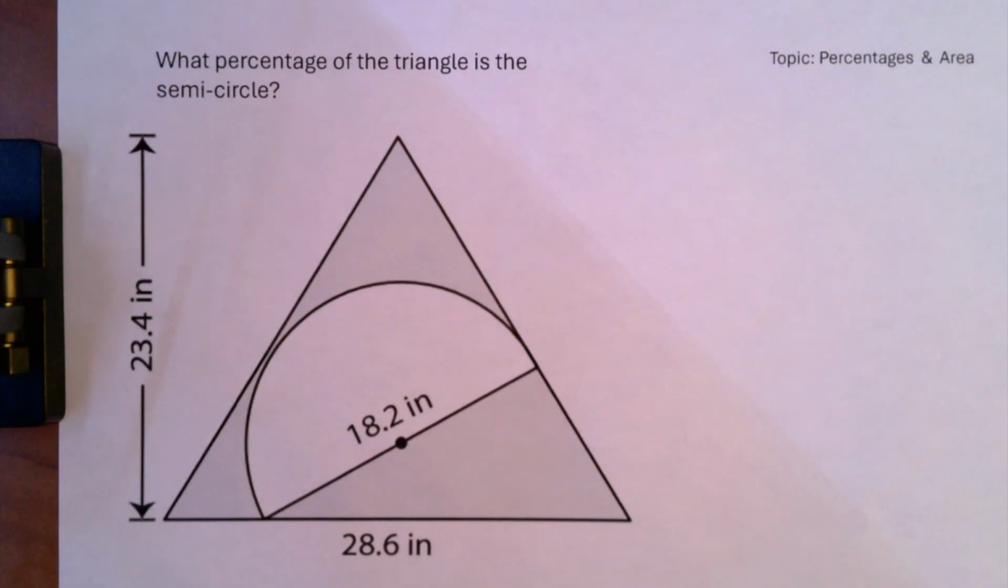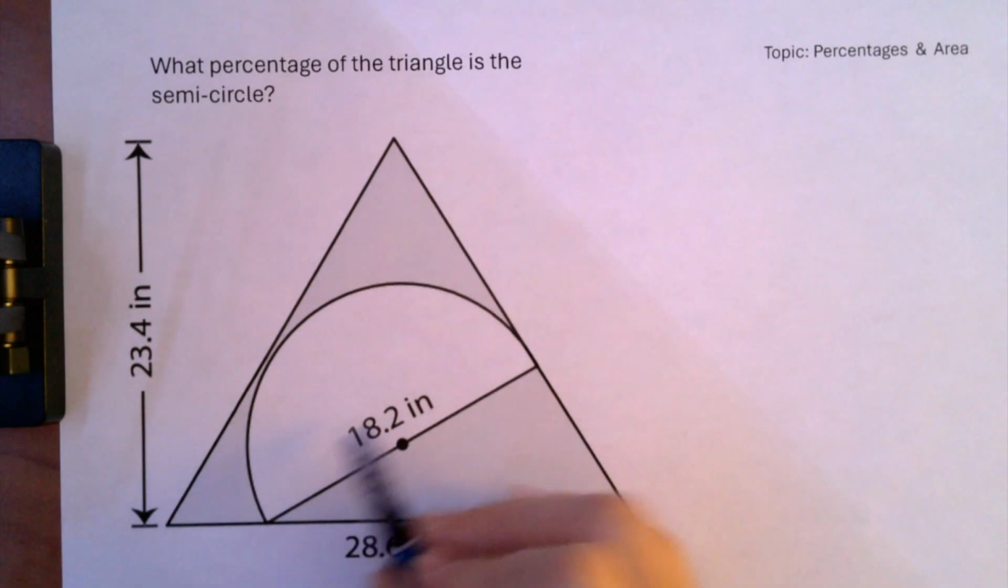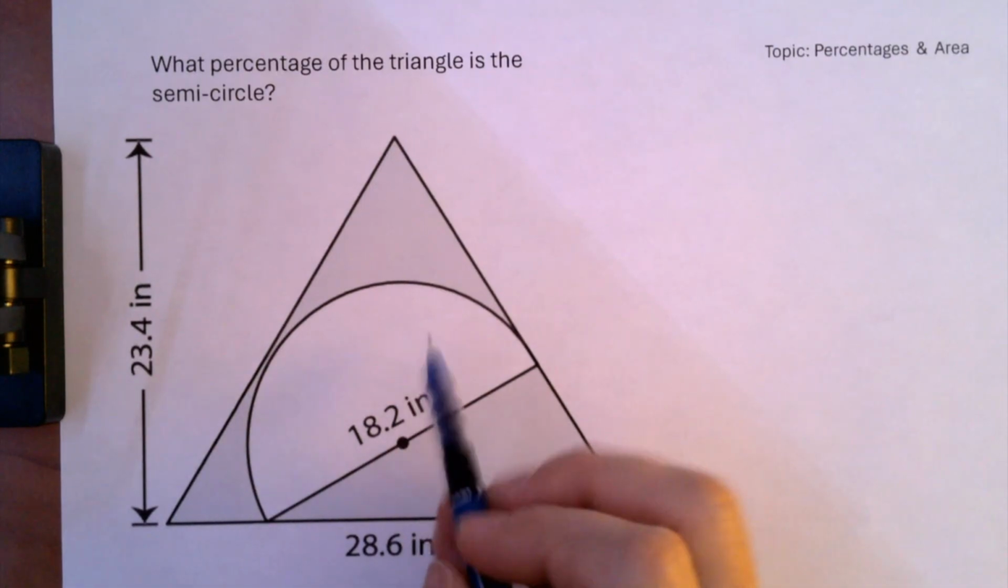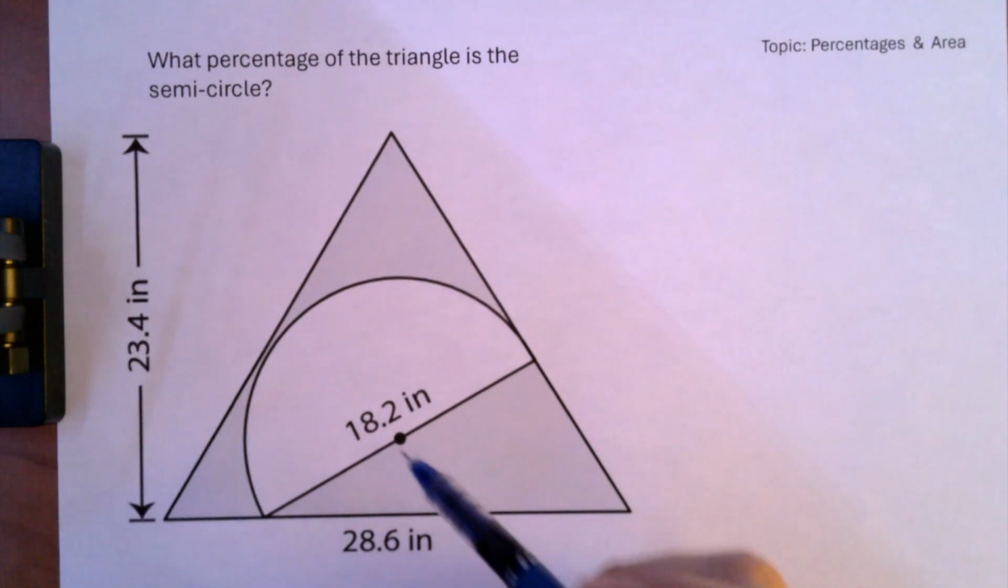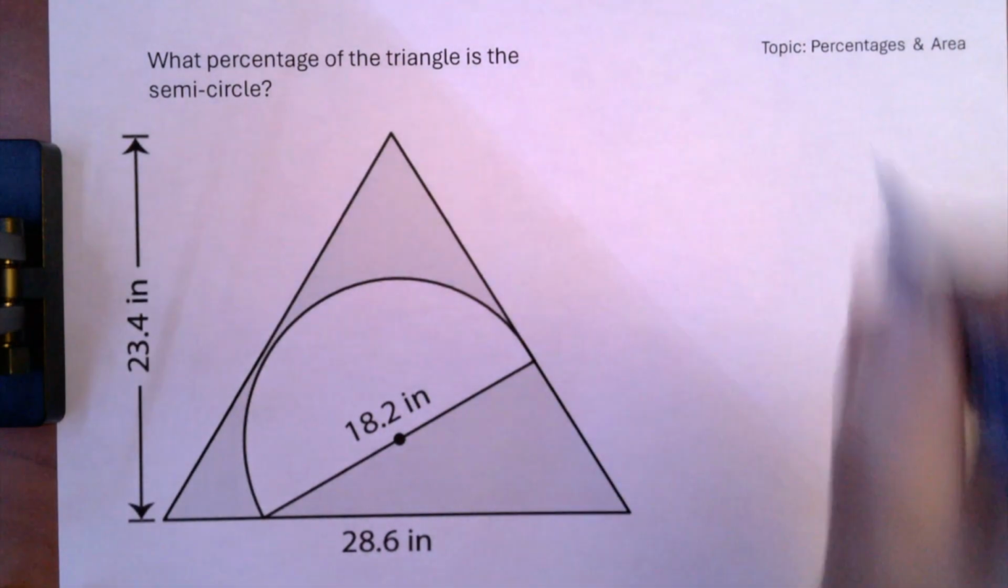Let's see if you can try this problem of the day. The question is, what percentage of the triangle is the semicircle? Notice we have a triangle and we have a semicircle inside. So the question is, what percentage of the entire triangle is made up by the semicircle? This problem again involves percentages and area.